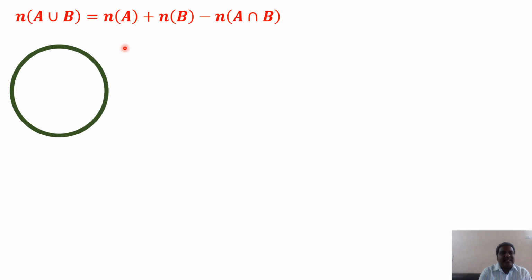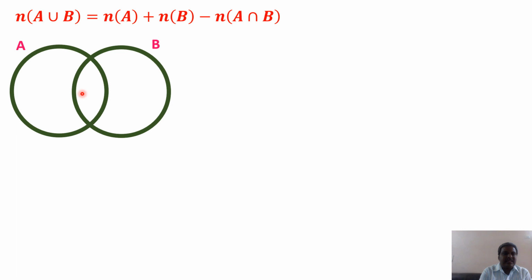This is set A. This is my set B. This is the portion A intersection B. This is my entire A union B. A union B means all the elements inside this region. This is A union B.